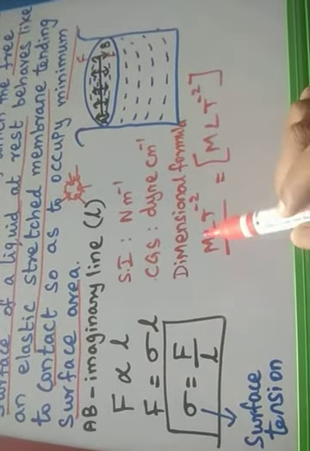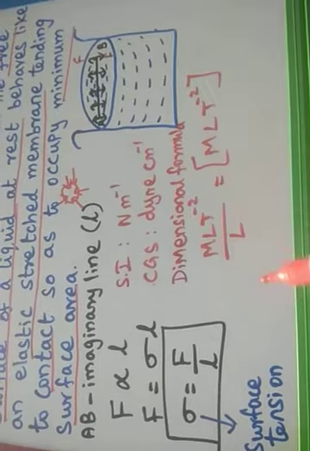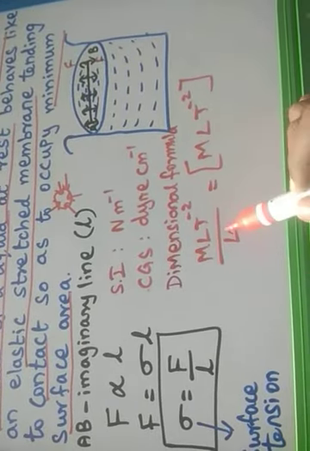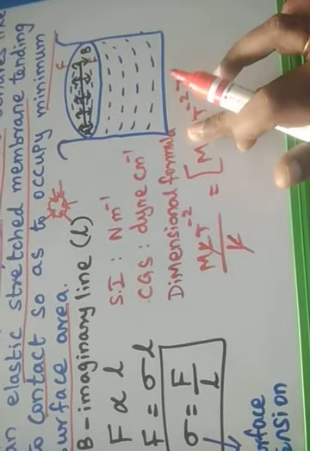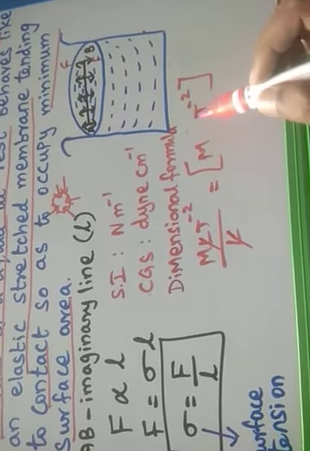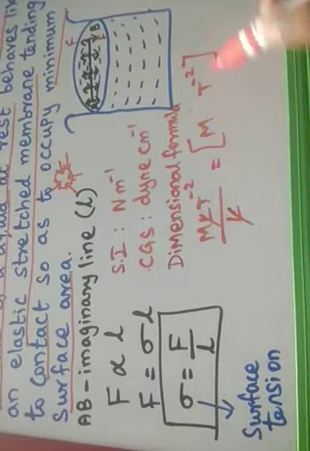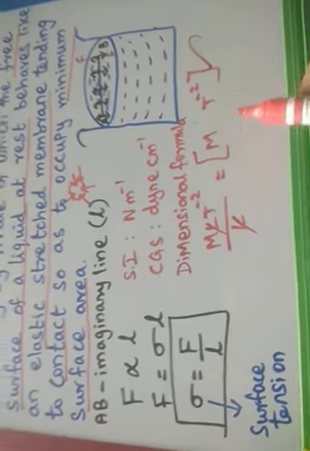Then for the dimensional formula, the force dimensional formula is MLT to the power minus 2. Length is L. Then L and L get cancelled. We get M T to the power minus 2 only. So this is the correct dimensional formula.